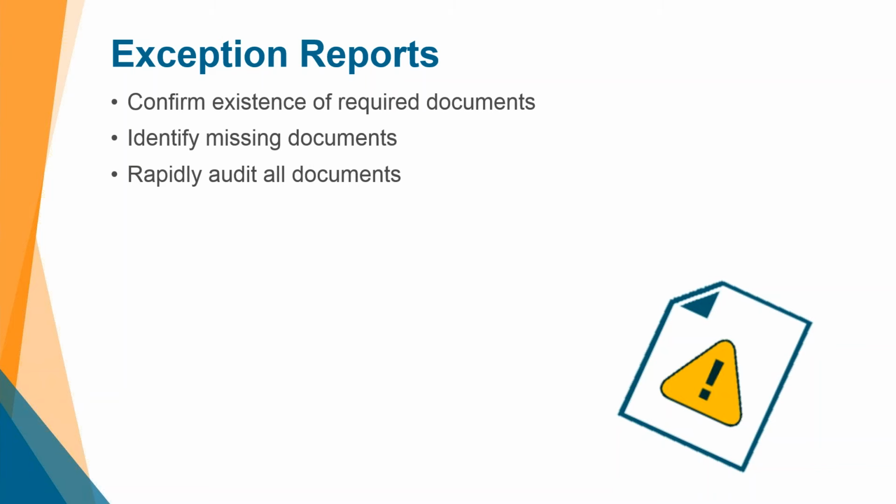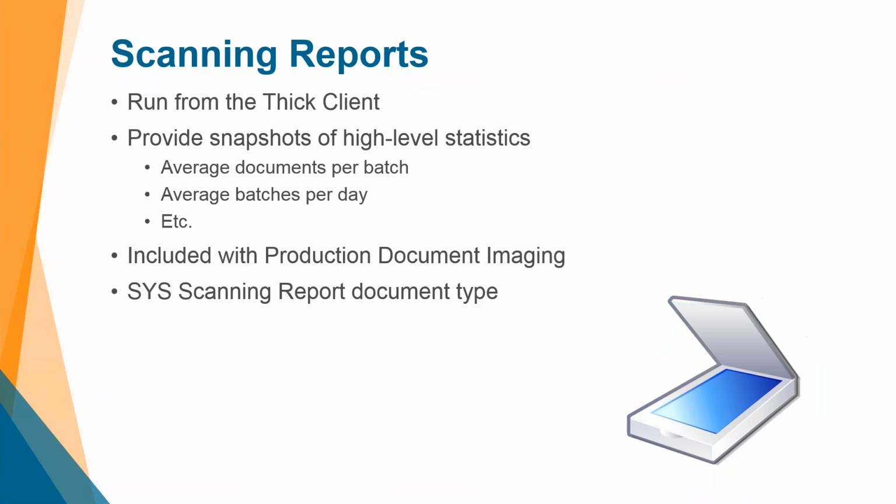So, exception reports confirm the existence of required documents, which obviously also means it will identify missing documents, and then it'll rapidly audit all documents. Versus having to constantly go through everything you have and see, do I have everything? Am I missing anything? This just does it for you. So once again, going back to the automation side of it, it lets you focus on other tasks at hand that may be a little more necessary at the moment.